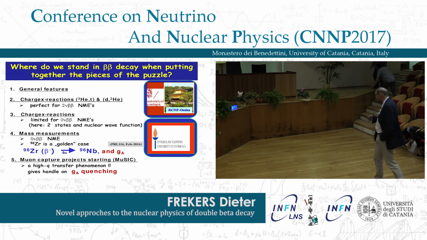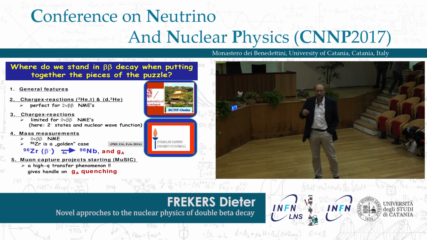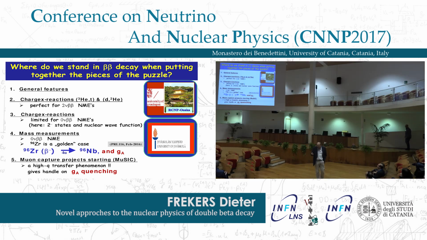The first 2 points I will flash over very quickly because it's already been said many times, and people who know me see that some of this data reappears every time in the same way. So some general features. Then I talk about charge exchange reactions, helium-3T and dihelium-2. These are for 2-neutrino double beta decay. This is not particularly the most interesting case, but there are some quite interesting things, and some surprises came out there.